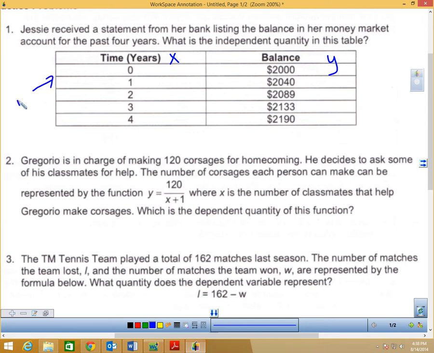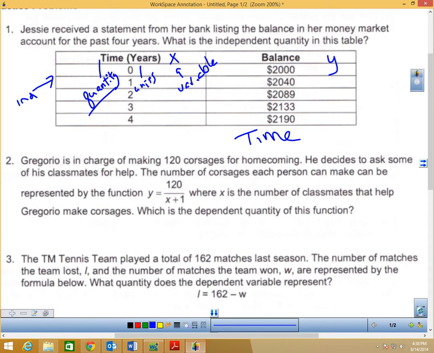This is our independent. Well, we have 3 things written here that we could choose from. This is the variable. Years is how it's being measured, so that's the units. Time is what is being measured, so that's the quantity. So the correct answer here is time. Okay? Let's look at number 2.